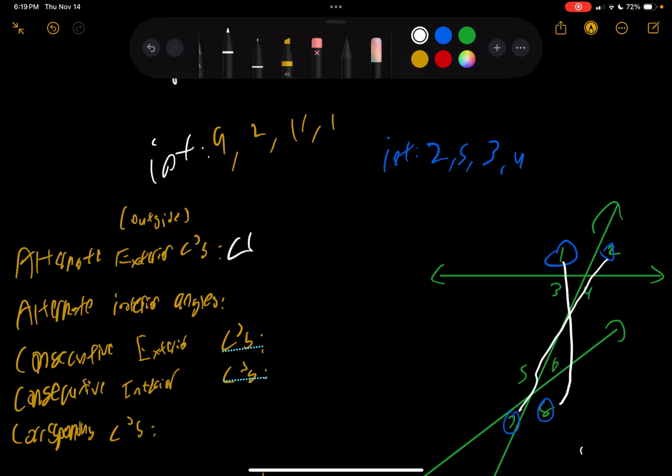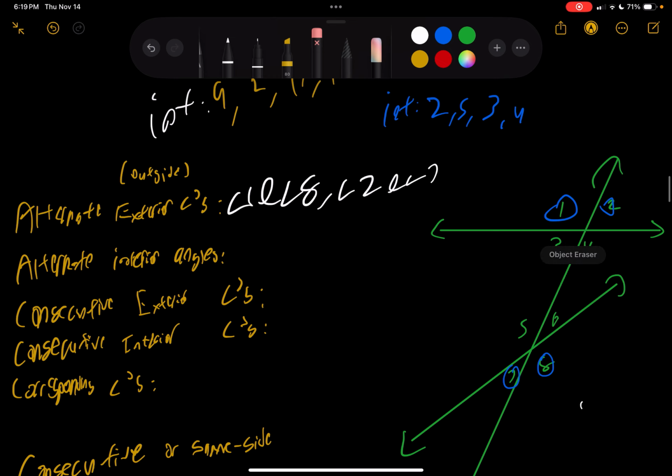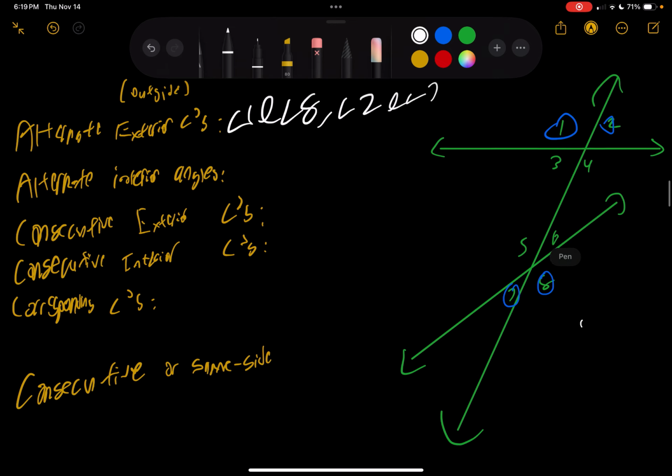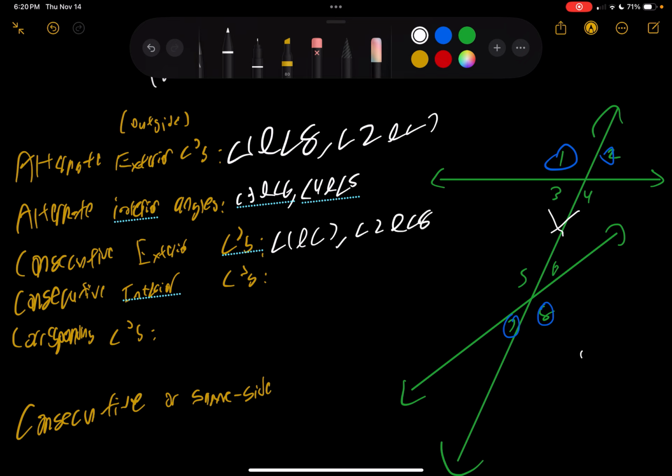Alternate exterior sets are angle 1 and angle 8, angle 2 and angle 7. Alternate interior angles are the angles on the inside that are alternate: 3 and 6, 4 and 5. Consecutive exterior, also known as same side exterior, are on the same side: angle 1 and angle 7, angle 2 and angle 8. Then consecutive interior.